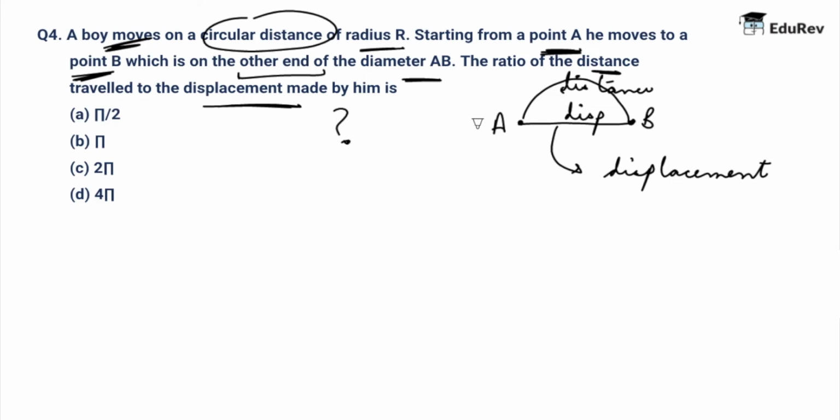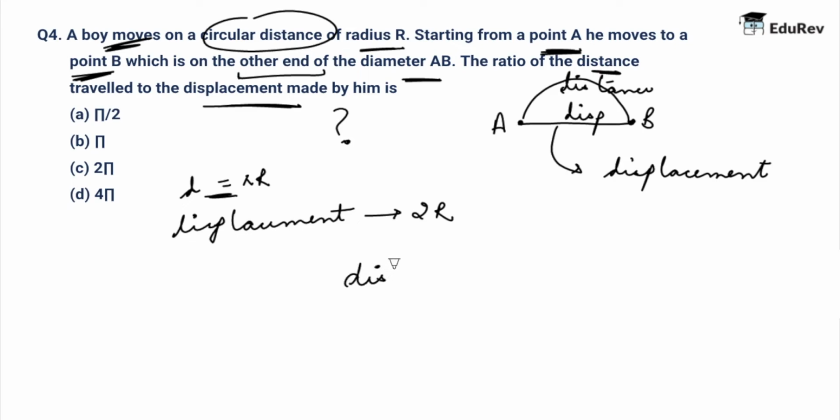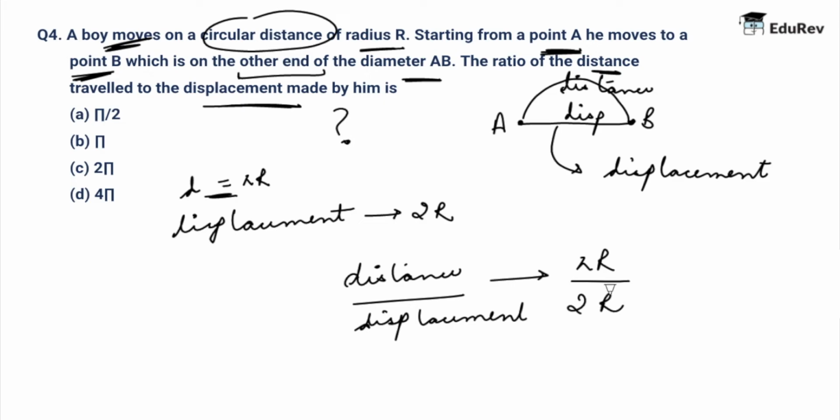So distance is pi r, and displacement is going to be 2 times r. So the ratio of distance over displacement is going to be pi r by 2r, which is nothing but pi by 2. And that is your answer. So the ratio is pi by 2.